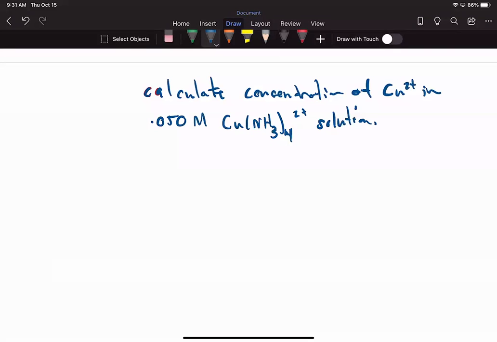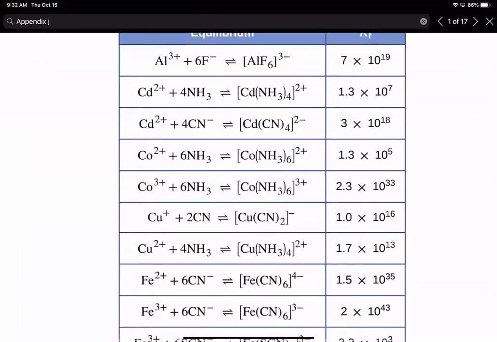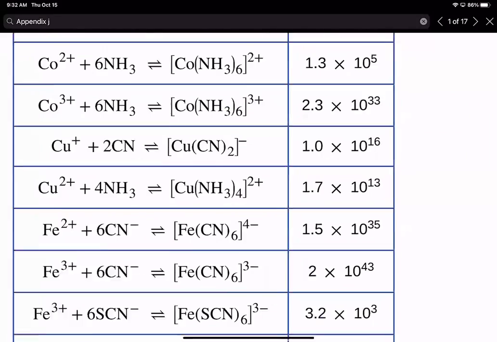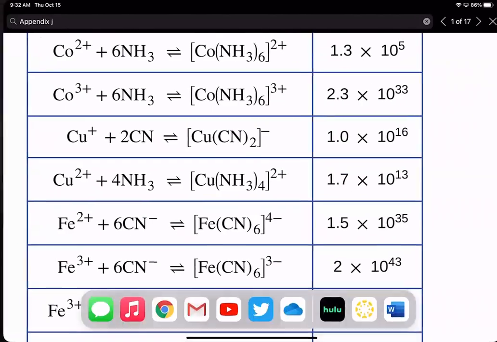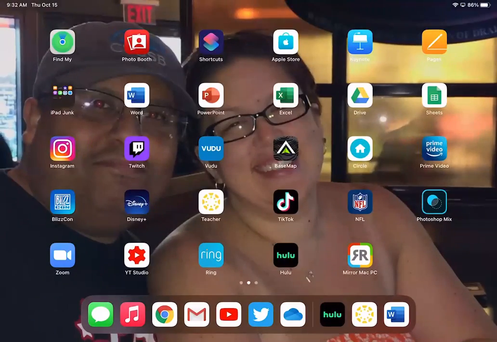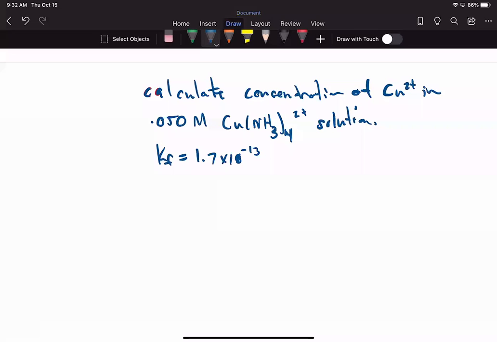So let's go with the KF. Let me give you the KFs. If we're given the KF here, KF 1.7 times 10 to the 13, that's copper. Let me make sure that's the right one. Is that what I have? Yep, 1.7 times 10 to the 13.